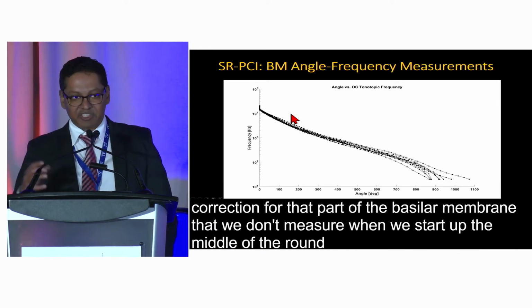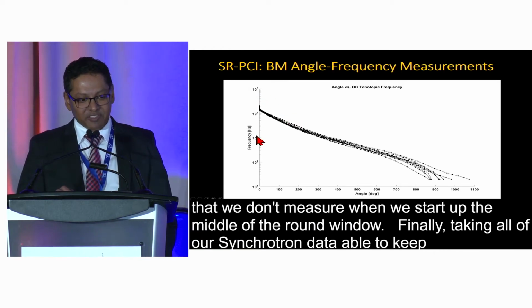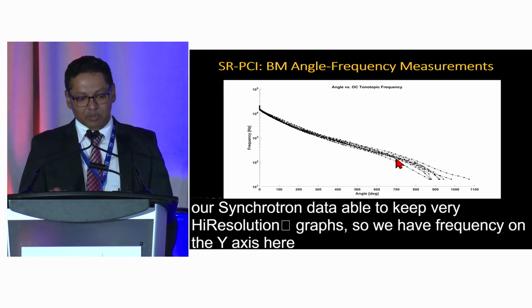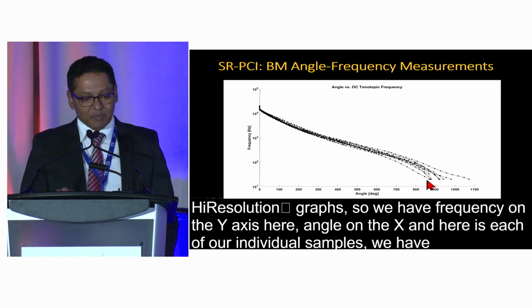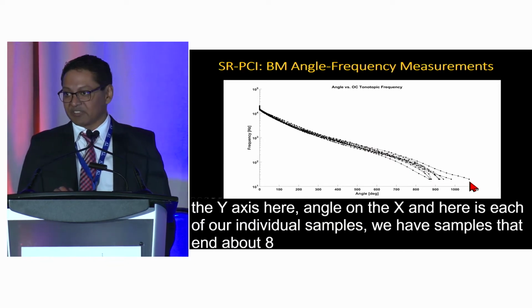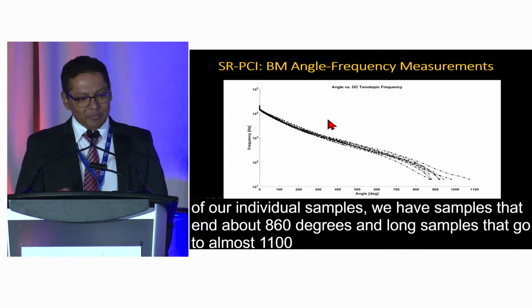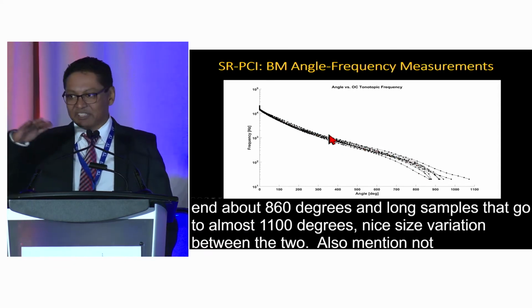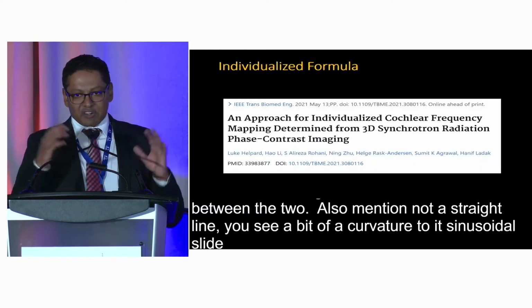Finally, taking all of our synchrotron data, we were able to create these very high resolution graphs. So we have frequency on the y-axis here, angle on the x, and here's each of our individual samples. We have samples that end at about 860 degrees, and we also have some very long samples that go to almost 1100 degrees. So a nice size variation between the two. I'll also mention, it's not really a straight line. You see there's a bit of a curvature to it, kind of a sinusoidal shape? So I'm not going to go through the derivation of our formula.